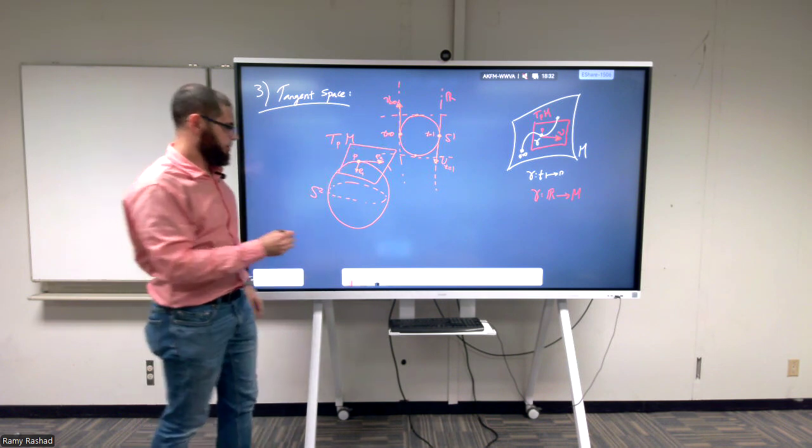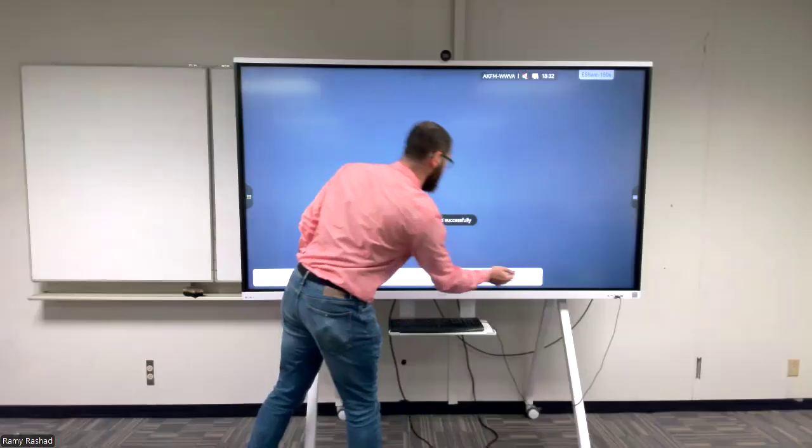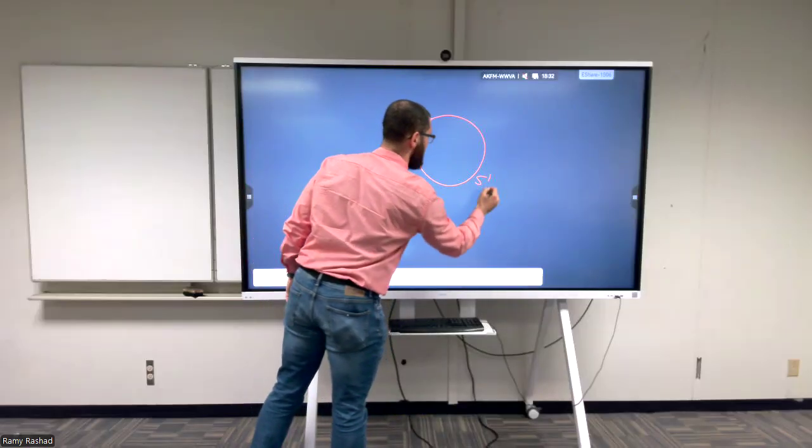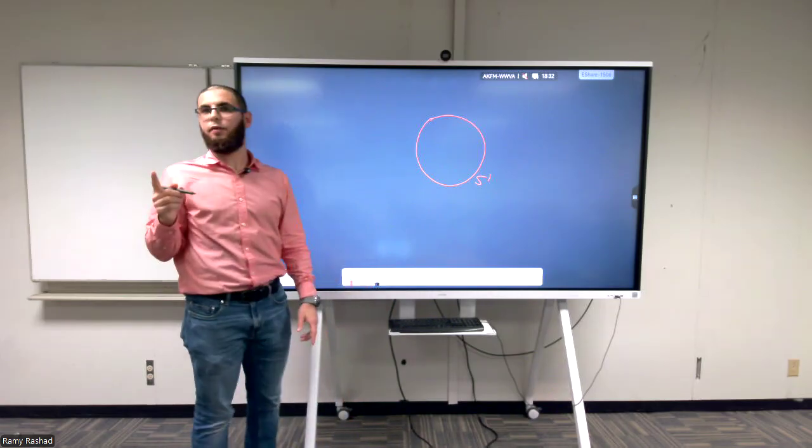That's a very good point. Okay, let's maybe go to this slide. So the question is the following. S1, we said that it's a one-dimensional manifold.